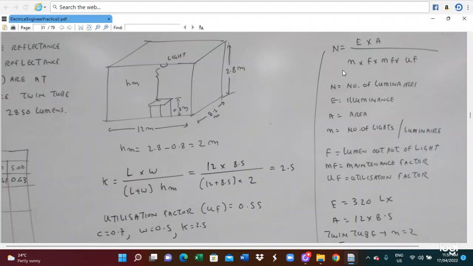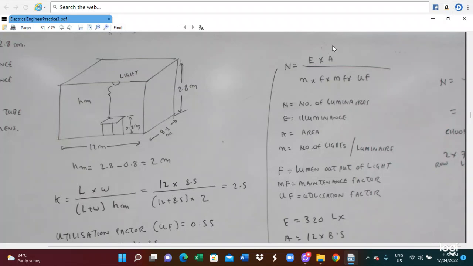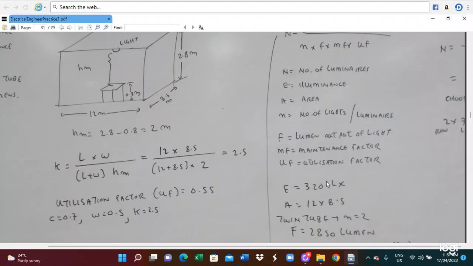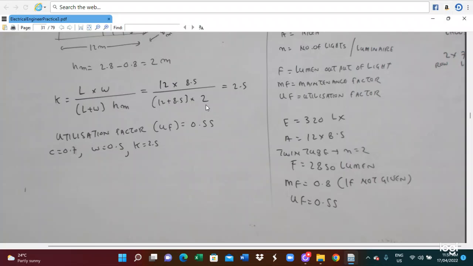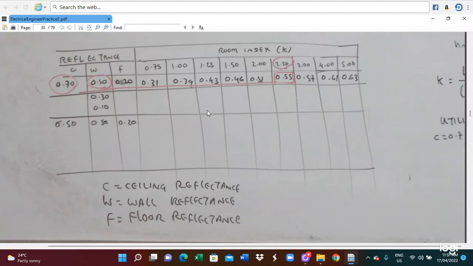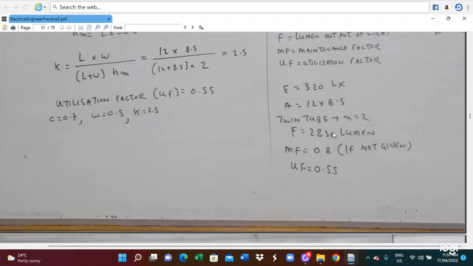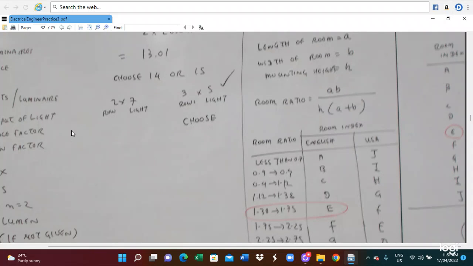Then you substitute in this formula: N equals E times A divided by F times UF. In this case, E is 320 lux, A is 12 multiplied by 8.5, F is 2850, M is 0.8, and UF is 0.55. From here we can calculate that. This is our UF value calculation. It is 0.55, depending on the room index and CWF value, and we can get the UF value from this table. So once you have the UF, you substitute it in this formula.